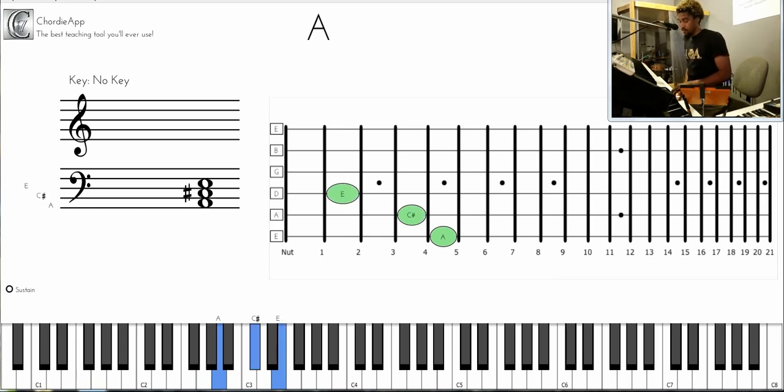here's an A, all right, which is just a flat 2 in this case, major flat 2. I'm going to add, here's my A scale, 1, 2, 3, 4, 5, 6, 7, 8. All right, I'm going to add the flat 7. All right, now I get an A7, all right.